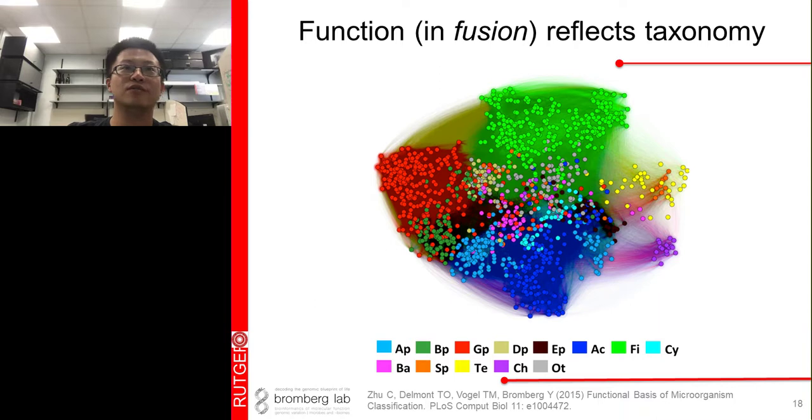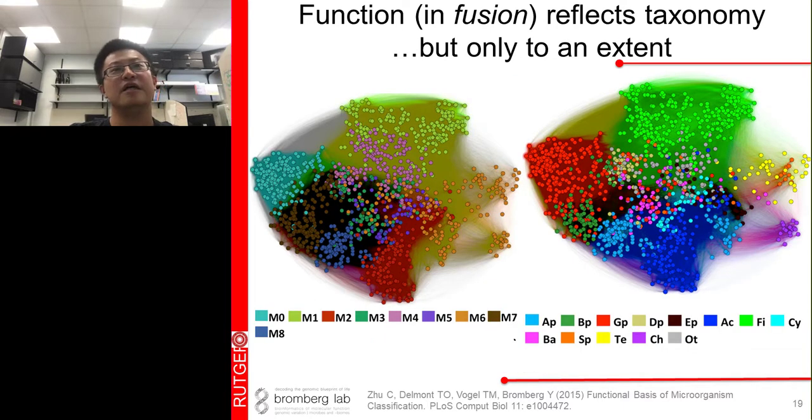But however, only to an extent. If I were to use computational methods to identify explicit and strong subnetworks within this fusion network, by subnetwork I mean that the subnetwork has very strong within-subnetwork connections and very weak across-subnetwork connections, we can see that they do not entirely overlap with the current taxonomy. So why is that?